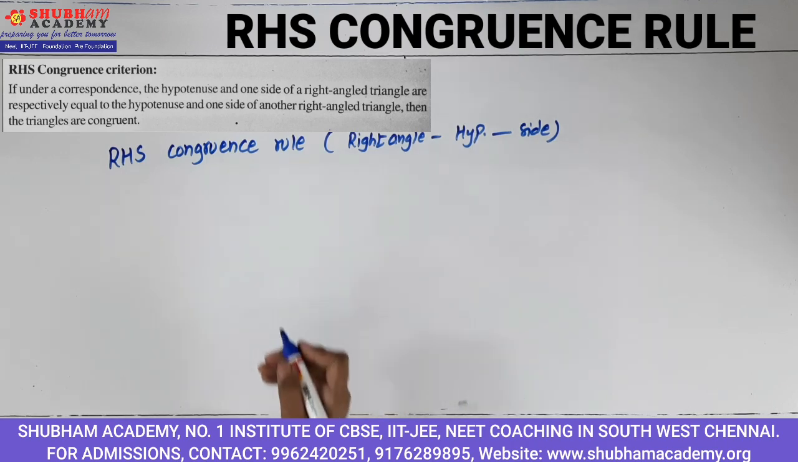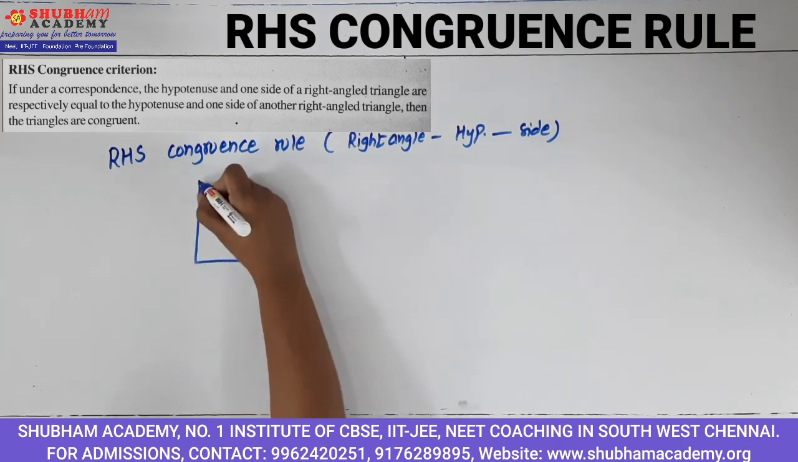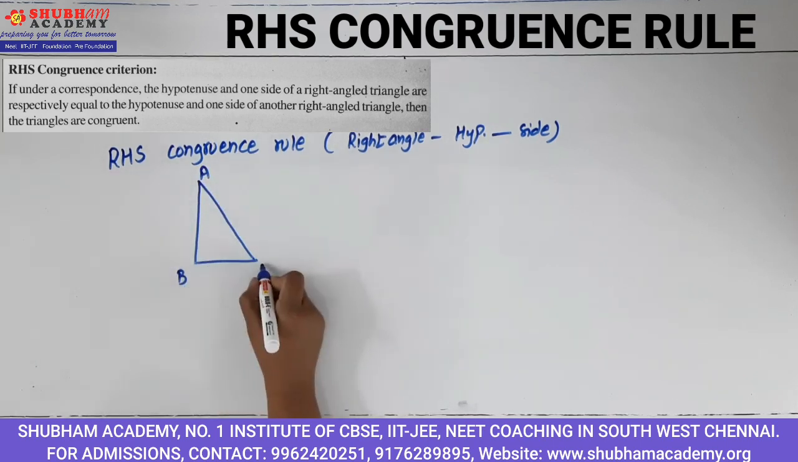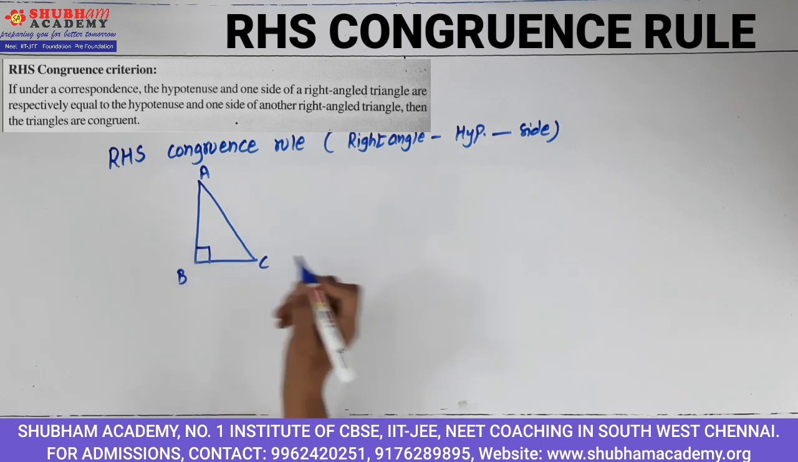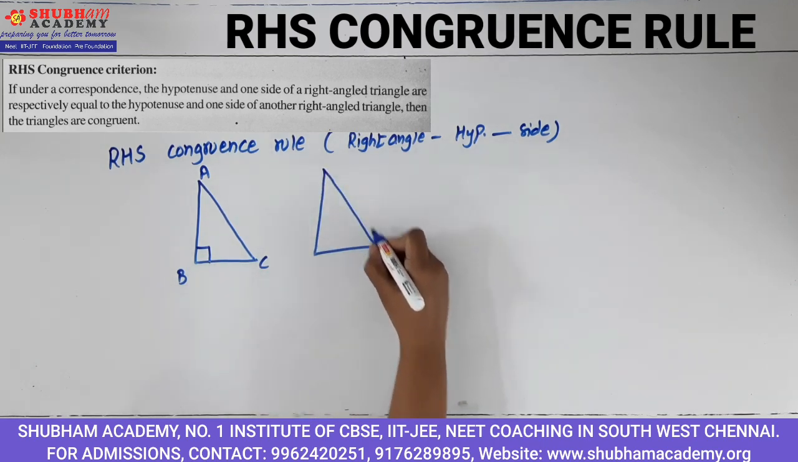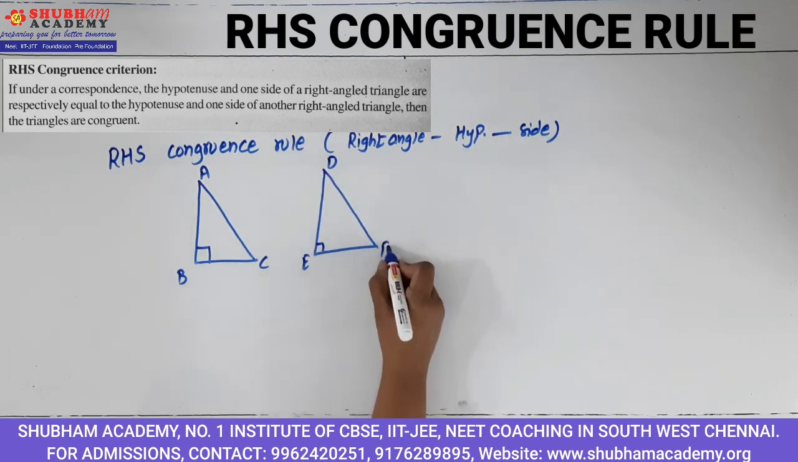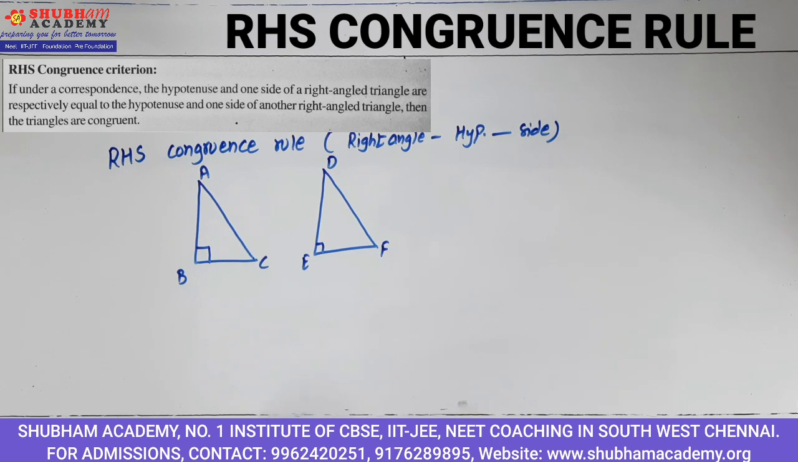So, we'll draw the figure and try to understand this. Suppose we are having two right triangles, say ABC, triangle ABC right angled at B, another triangle say DEF right angled at E. So what are the necessary conditions for the two triangles to be congruent under RHS congruence rule? We will try to understand in symbolic form.